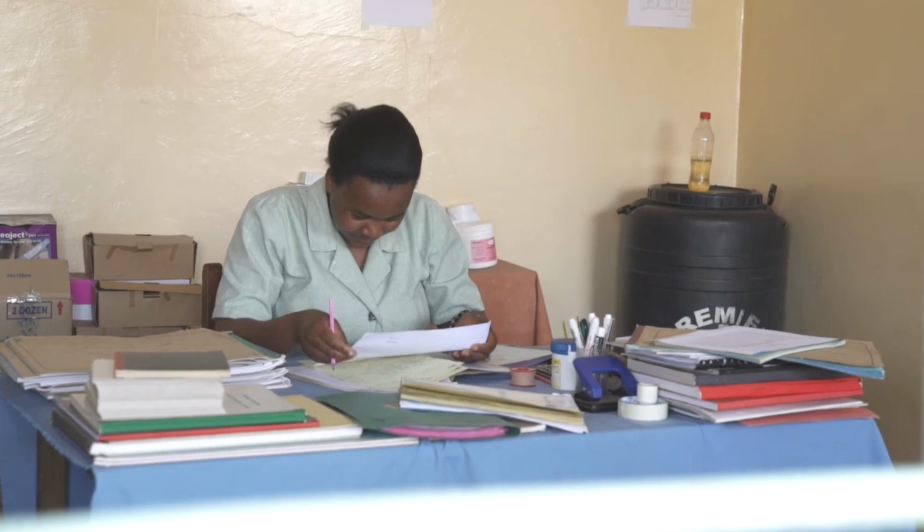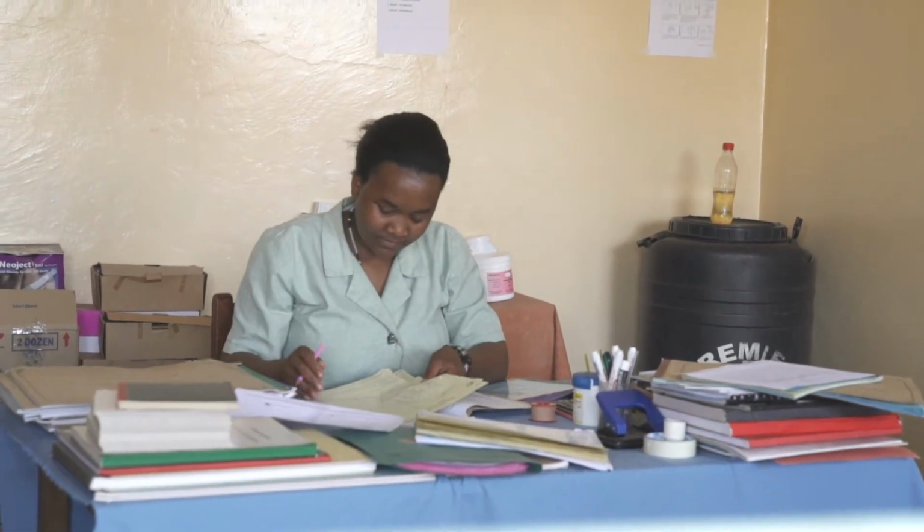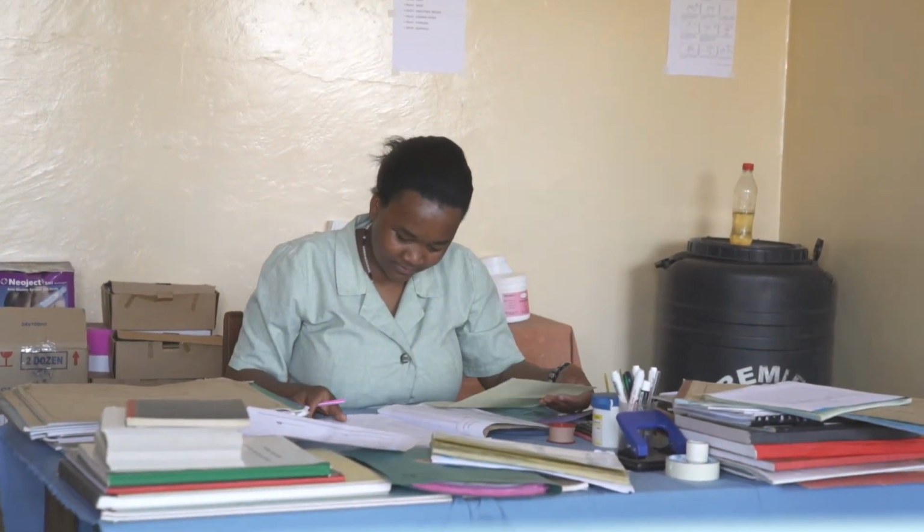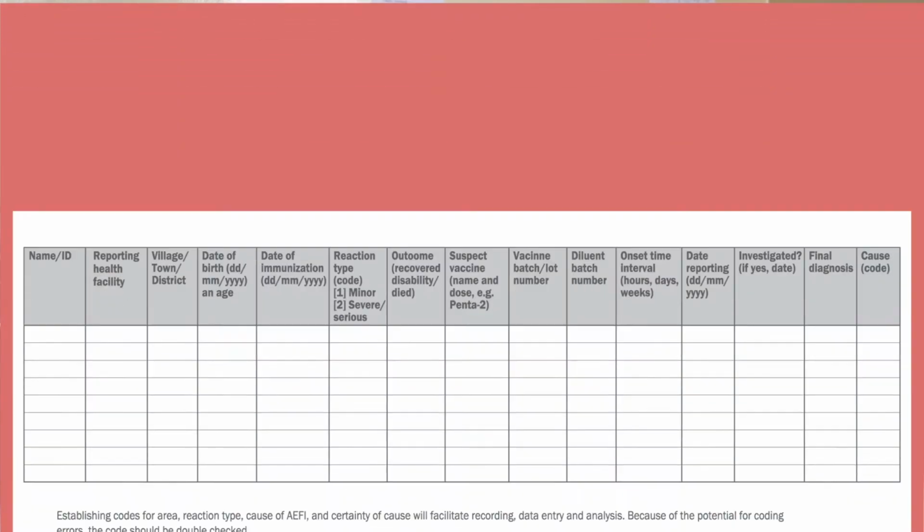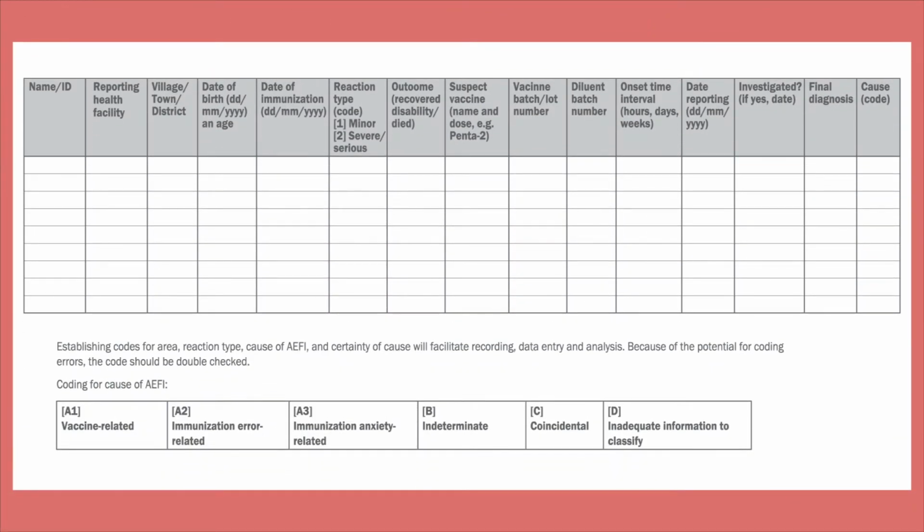All reported AEFI cases from the case reporting forms should be documented in a line list. An AEFI line list provides information on each case separately, with one row for each case. This format will help you sort the data for analysis and recognize patterns that may need further investigation.